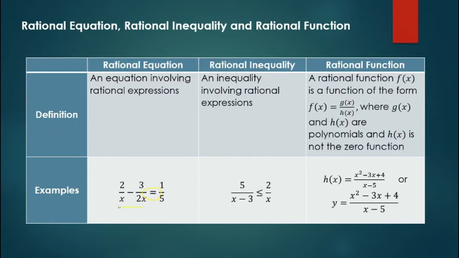For the left side, we have an expression. For the right side, expression din po. And then for the rational inequality, an inequality involving rational expressions. So, for this one, ang ginagamit nating symbol is less than or equal, less than, greater than or equal, or greater than. So, mga ganyan lang po ang ginagamit natin.